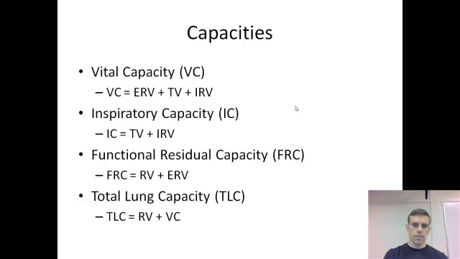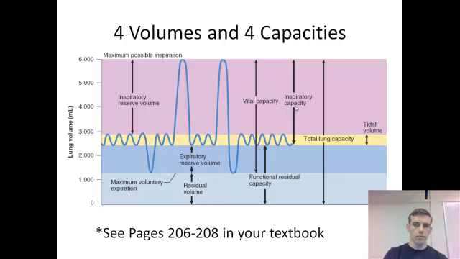And then there's an equation for the functional residual capacity, FRC, equals the RV plus the ERV, okay? So the ERV plus the RV, the expiratory reserve volume plus the residual volume, equals the functional residual capacity. So you can see that these 2 added together equals the functional residual capacity.